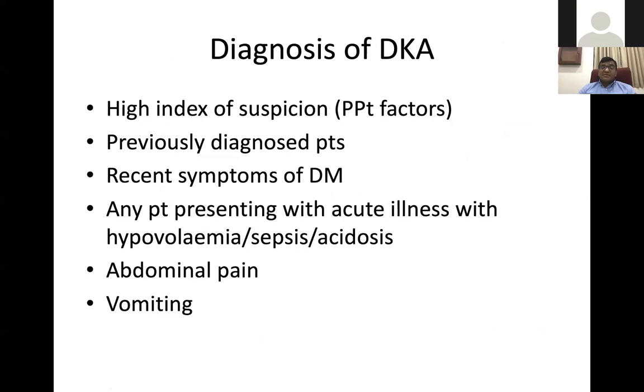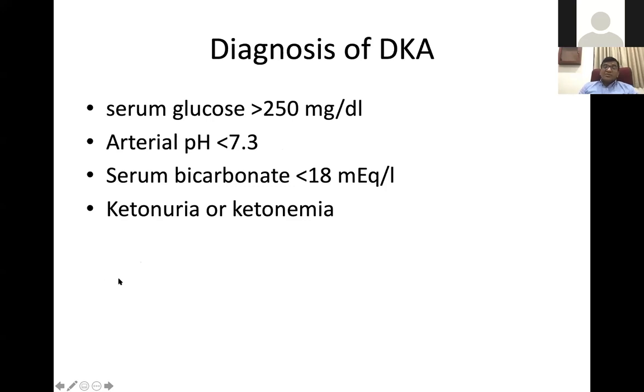Also symptoms suggestive of diabetes, which are recent onset. And I told you about anyone presenting with these features: abdominal pain, vomiting. Diagnosis, you need to demonstrate that the person has hyperglycemia, blood glucose more than about 250 milligrams per deciliter. And you should demonstrate some degree of acidosis, pH less than 7.3. And also you should demonstrate that there is metabolic acidosis by showing low bicarbonate, and also presence of either ketonuria or ketonemia.